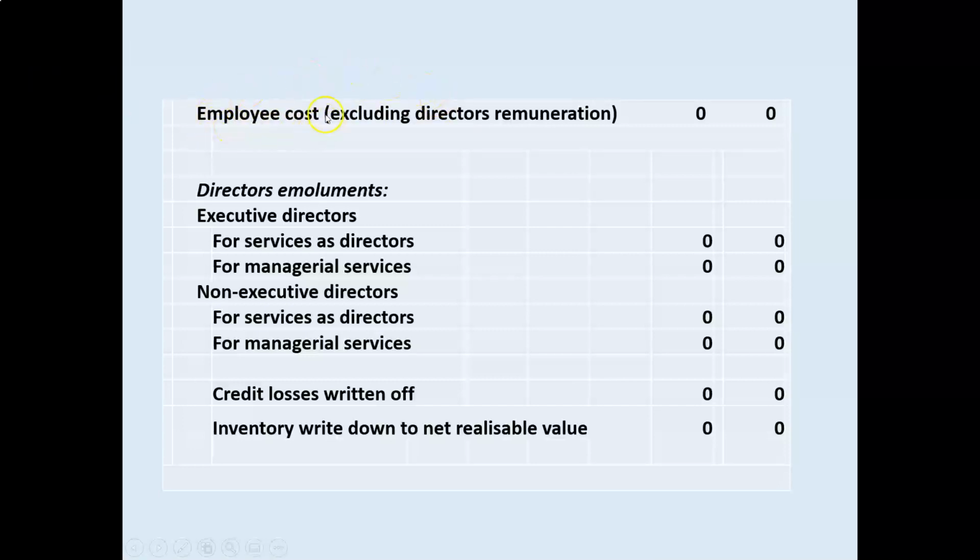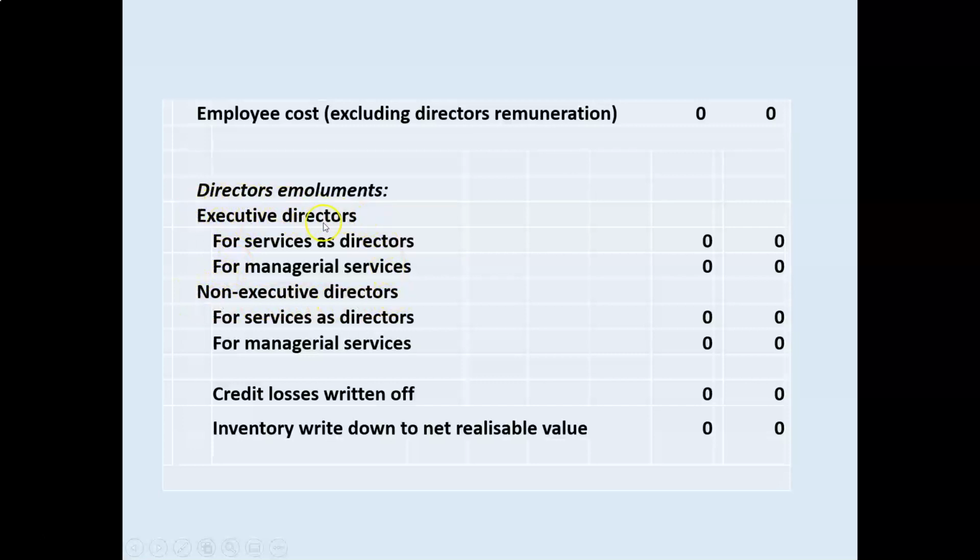What is important is that all costs that we have paid our directors are not included in employee cost, but are included in directors' emoluments. Now, all amounts that we're going to pay our directors, we have to split and distinguish between which were paid to executive directors and which were paid to non-executive directors.